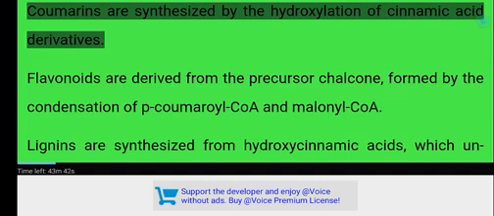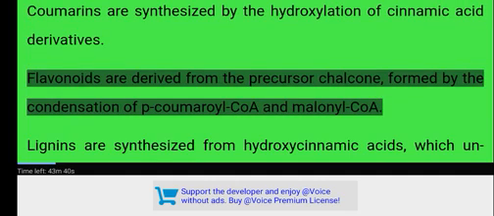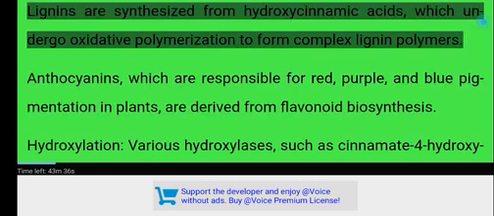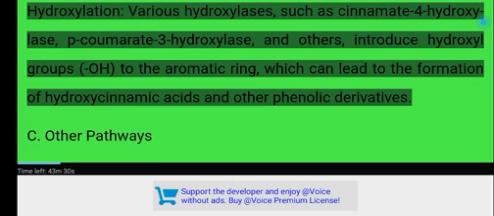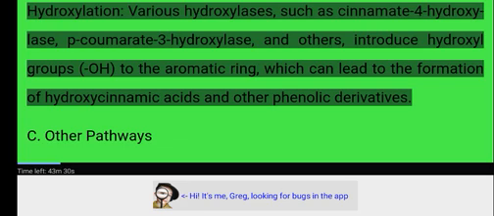Coumarins are synthesized by the hydroxylation of cinnamic acid derivatives. Flavonoids are derived from the precursor chalcone, formed by the condensation of p-coumaryl-CoA and malonyl-CoA. Lignans are synthesized from hydroxycinnamic acids, which undergo oxidative polymerization to form complex lignin polymers. Anthocyanins, which are responsible for red, purple, and blue pigmentation in plants, are derived from flavonoid biosynthesis. Hydroxylation. Various hydroxylases, such as cinnamate 4-hydroxylase, p-coumarate 3-hydroxylase, and others, introduce hydroxyl groups (OH) to the aromatic ring, which can lead to the formation of hydroxycinnamic acids and other phenolic derivatives.